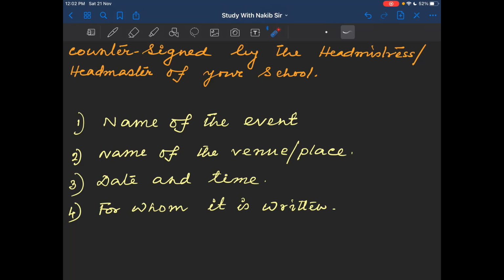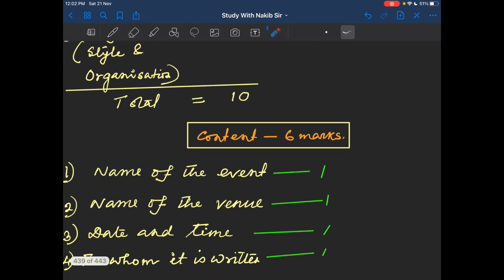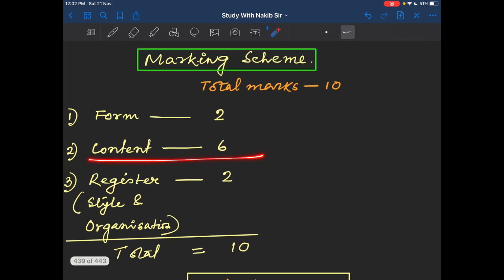First, see the marks distribution scheme of it in the examination. See, marking scheme. Total marks for notice is 10. For the form of the notice, 2 marks are given. And for the content, 6 marks are given. And for register, 2 marks are given. Register means style and organization. Total 2 plus 6 plus 2, total 10 marks. Okay. And for the content, 6 marks.